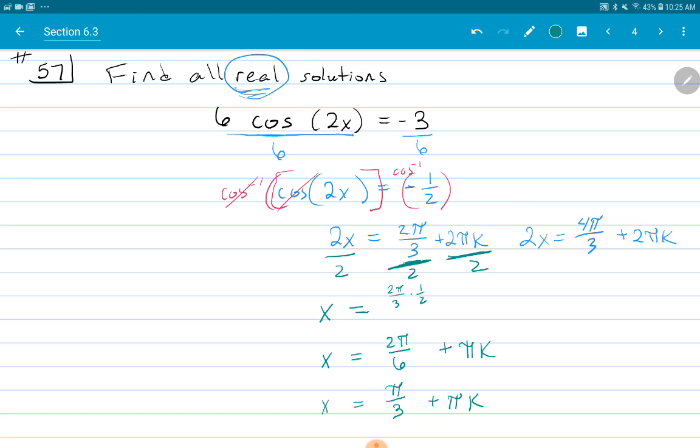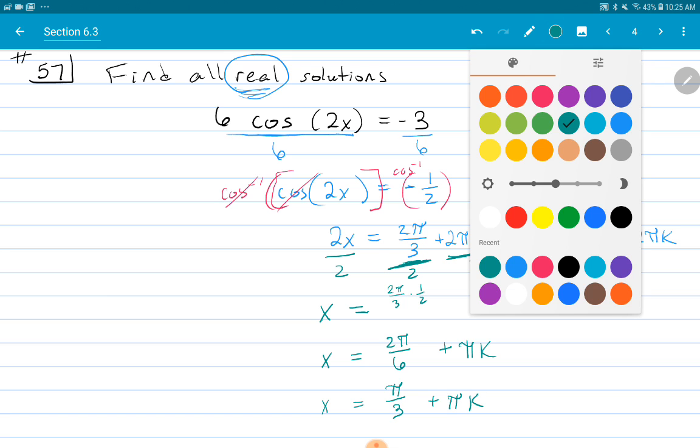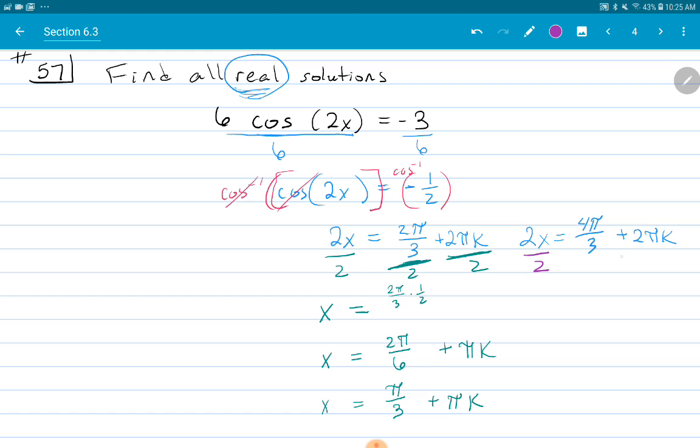Now do the same thing to my other solution. Divide each piece by 2. Divide that by 2, and divide this whole side by 2. And I get x on the left, and on the right, 4 pi divided by 3 divided by 2 is going to give me 4 pi over 6. And 2 pi k divided by 2 is going to give me pi k. And then I can reduce that to 2 pi thirds plus pi k.